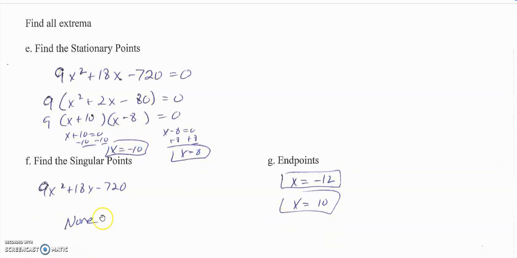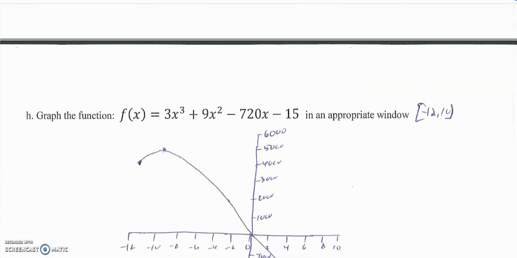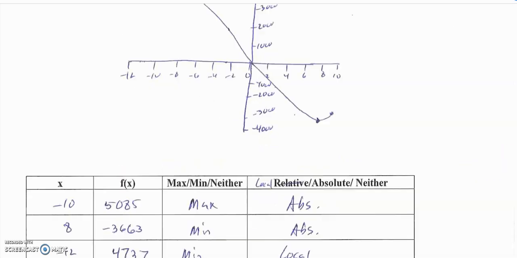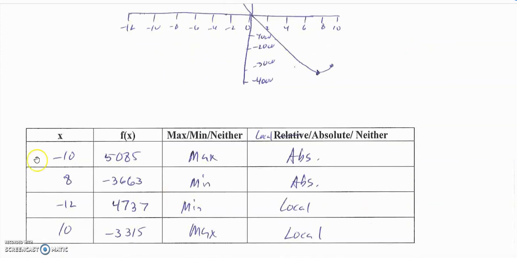And then singular, take the derivative, see if there's any place where it's undefined, none. No number would make it undefined, no singular points, and endpoints given by the domain, negative 12 and 10. And if we graph the original function, which is 3x to the third plus 9x squared minus 720x minus 15, from negative 12 to 10, looking at the y values. So when you plug in negative 10 to the original, you get 5,085. 8 into the original, negative 3,663. Negative 12 into the original, you get 4,737. Plug 10 into the original, you get negative 3,315.